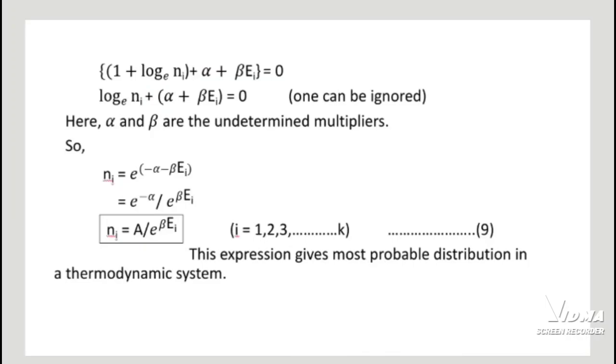So Ni is equal to e power minus alpha minus beta epsilon i. Let e power minus alpha be equal to A. Finally we get Ni is equal to A by e power beta epsilon i, where i is equal to 1, 2, 3, up to k. That is equation number 9. This expression gives the most probable distribution in a thermodynamic system. Thank you.